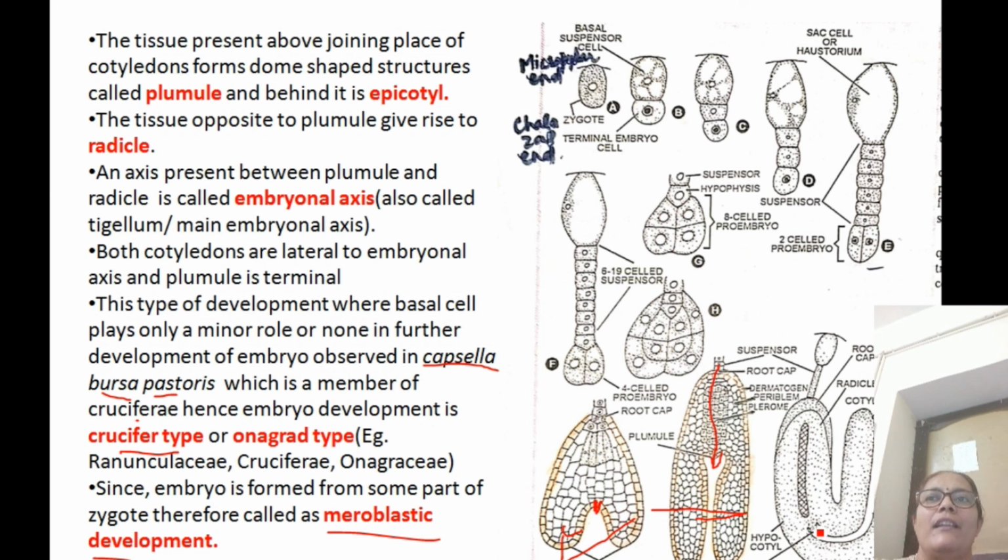kind of development is also called meroblastic development. And these cotyledons continue to grow. In between the two cotyledons above is the plumule, then radicle and root cap. This is the suspensor and this is the vesicular basal cell, right? Vesicular basal cell. So this is the mature embryo which lies within the cotyledons, which is the future plant for the next generation.